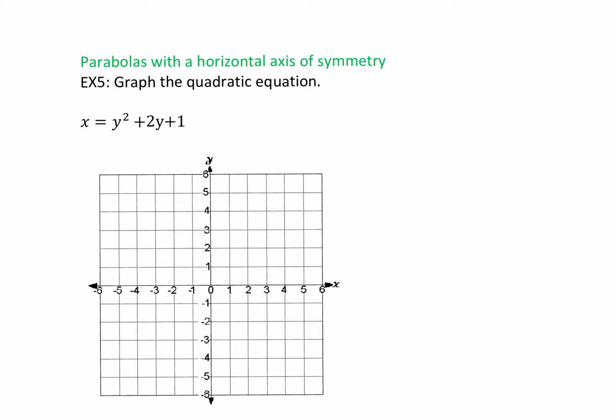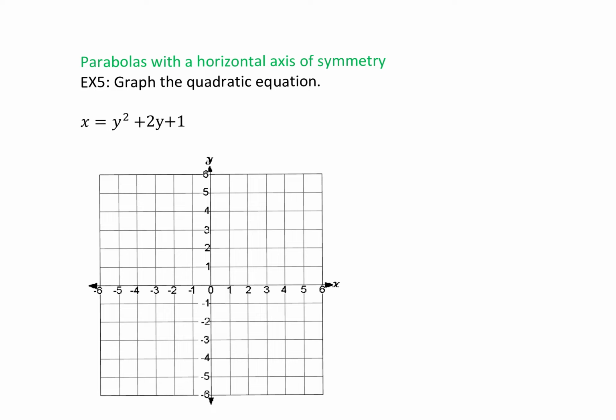So notice in example 5, instead of saying y is equal to x squared plus 2x plus 1, we instead have x is equal to y squared plus 2y plus 1. So since the y is squared and the x is not, that tells me that this is going to be a parabola that opens left and right. Something to note that this is not a function. It's not a function because it will not pass the vertical line test. But let's go ahead and see how we would graph.